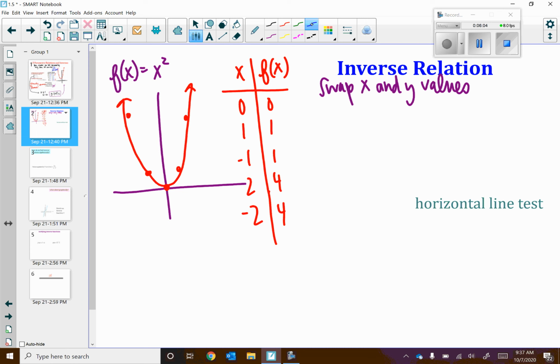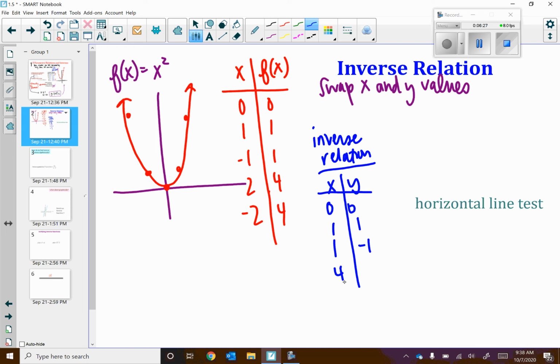Well, an inverse function or inverse relation swaps the x and the y. So if we want to plot the inverse relation here, we are going to literally switch these values. So 0, 0, those don't switch. 1, 1, those don't switch. But then we switch it to 1, negative 1, 4, 2, and 4, negative 2. So if I plot these, we got 0, 0, 1, 1, 1, negative 1, 4, 2, and 4, negative 2.